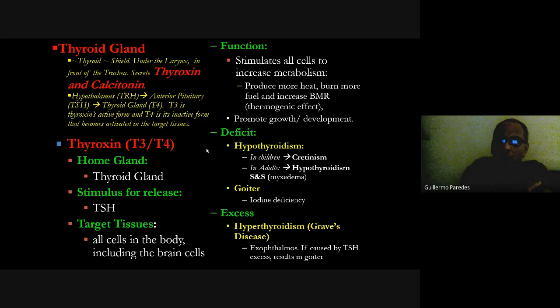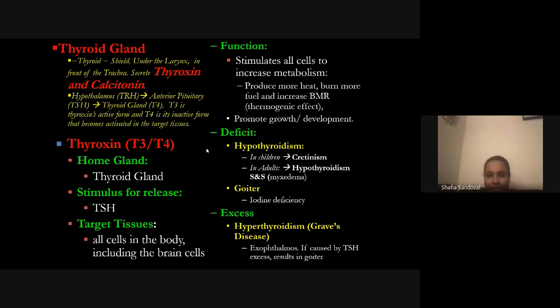Let's talk about hypothyroidism. So in hypothyroidism, in children, it's going to produce cretinism. You can write down in your PowerPoint or in your paper, cretinism means mental retardation.